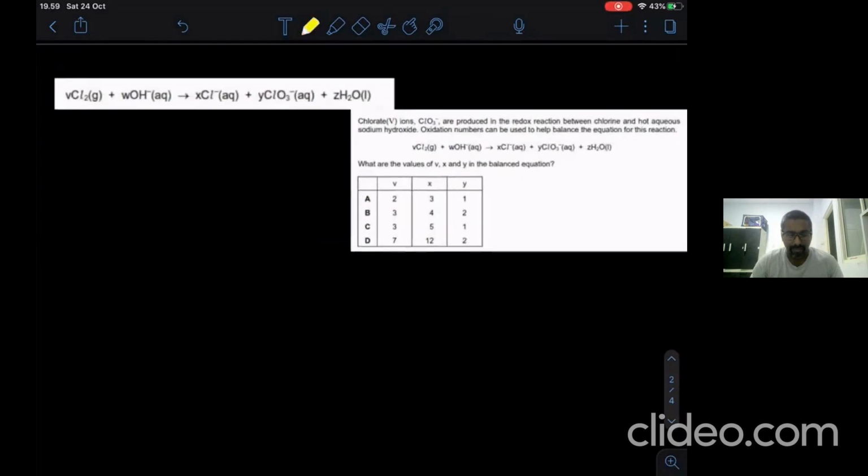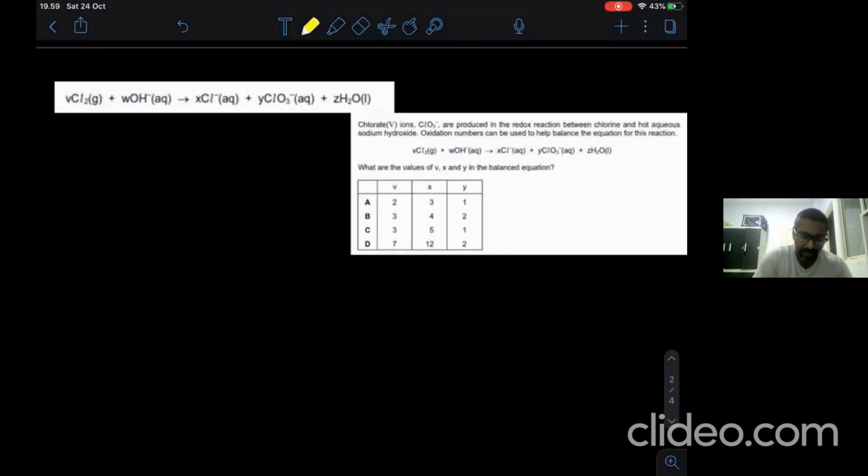In order to do this, you need to do the same thing. You have to identify which one is going to be oxidized and which one is going to be reduced. You can look at the oxidation number. This is going to be 0. This is going to be -1. This one you need to calculate. So let's calculate that. For Cl, I put X, plus 3 times -2 is -6, equals -1. So X equals -1 plus 6, I will get +5.